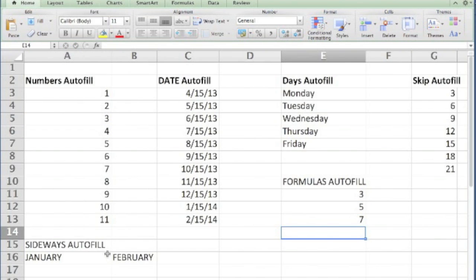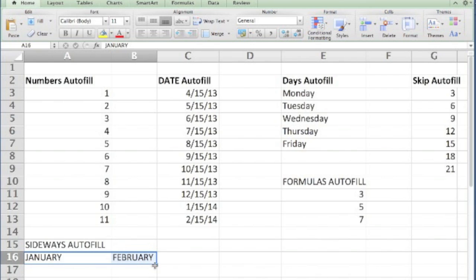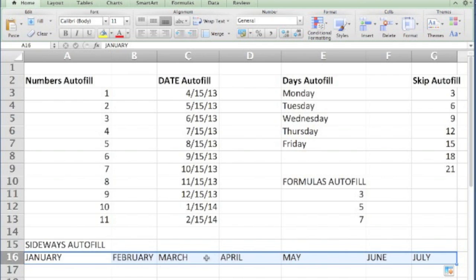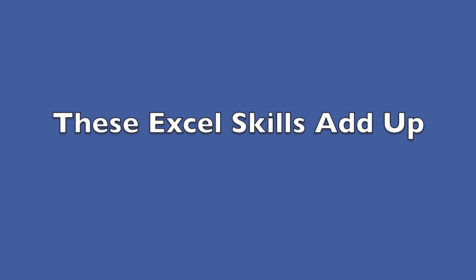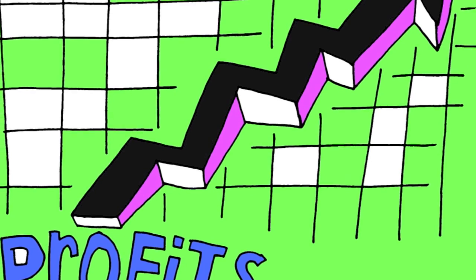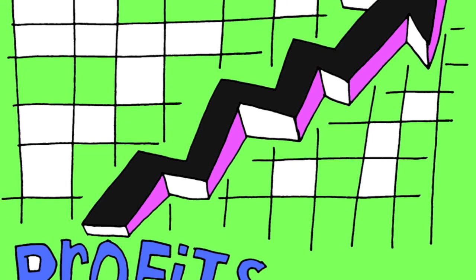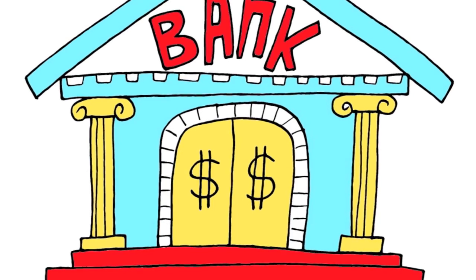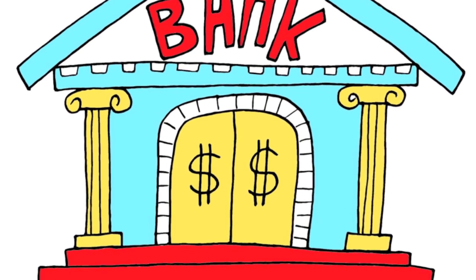Autofill also works sideways. And with this autofill function, you will quickly be on your way to building useful spreadsheets for your business in no time. If you've mastered addition and subtraction, averages and summation, formatting, and autofills, we are well on our way to Excel proficiency. Your business can now use these techniques for budgeting and business planning and talking to a bank.